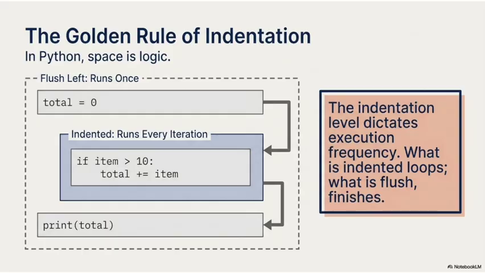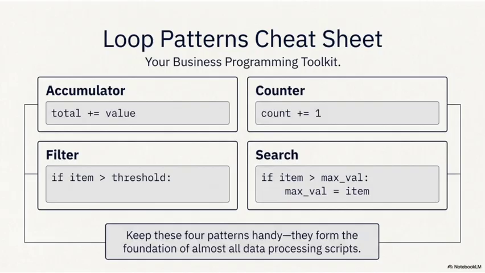The depth gauge visual makes this visceral. Flush left is the runs-once zone. Indentation is the runs-every-iteration zone. Getting this wrong is the root cause of two of the three common mistakes on the previous slide. When debugging a loop, the first question is always, is this line in the right zone?